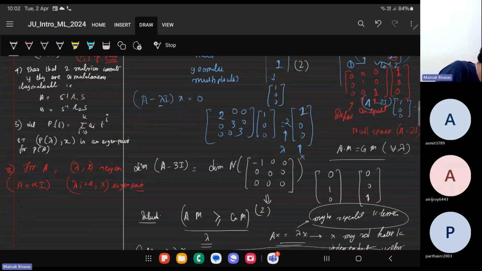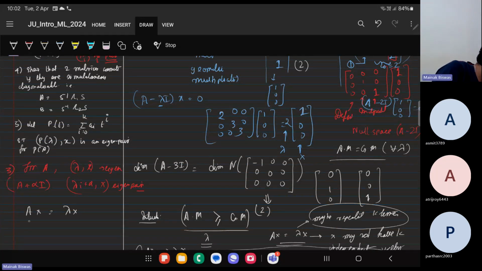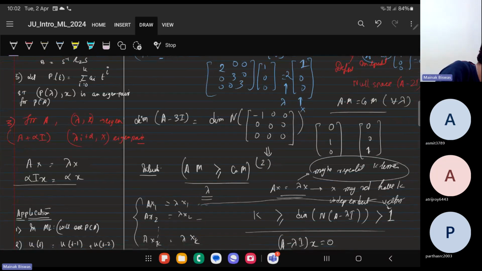So what is the definition? Ax is equal to lambda x, given to me. What can I write? Alpha I x is equal to alpha x. Can I write that? Yes, I into x is x, x is a vector, I is the identity matrix. Now I add these two. So (A plus alpha I) into x is equal to (lambda plus alpha) x. Done.